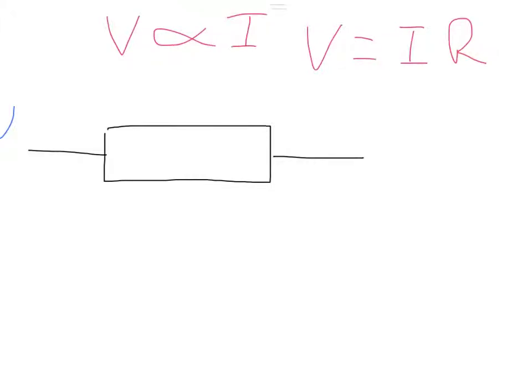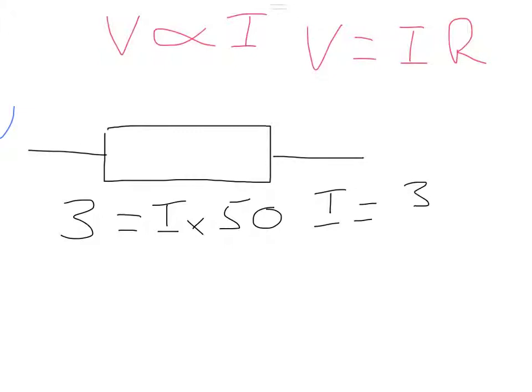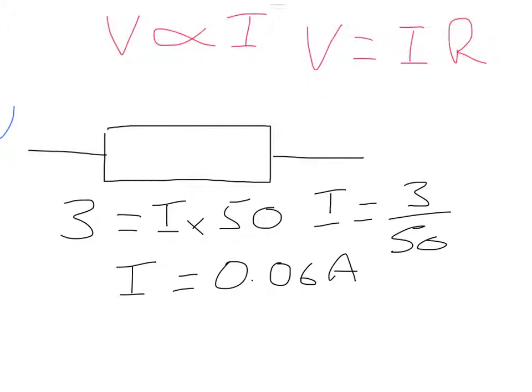So, as an example, if we had a 3 volt supply across this resistor, we would say that 3 is equal to the current times the resistance, and if the resistance was 50 ohms, we would have 3 is equal to 50 times I. So we can rearrange that and say that the current is equal to 3 divided by 50. Therefore the current in this case would be equal to 0.06 amps or 60 milliamps.